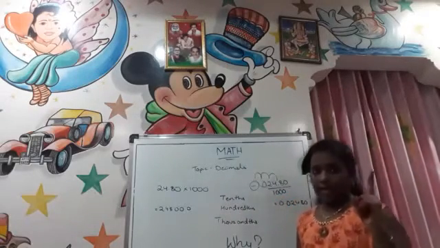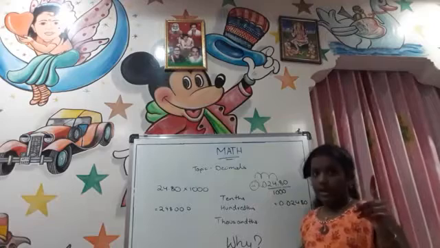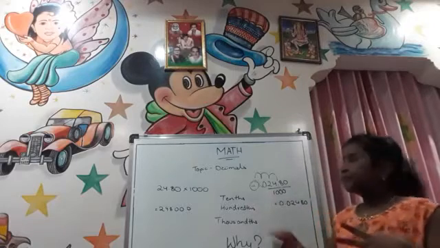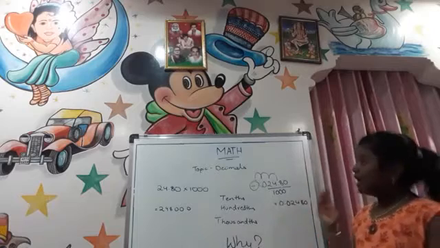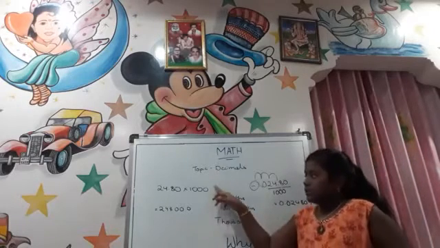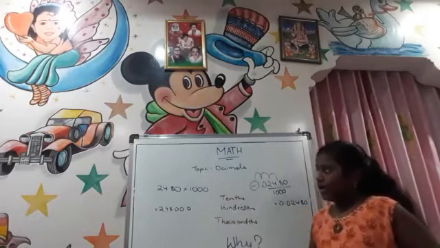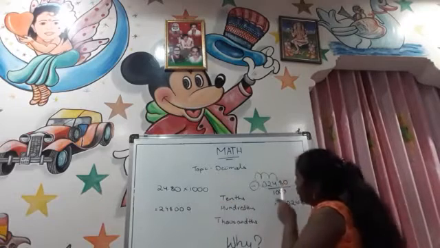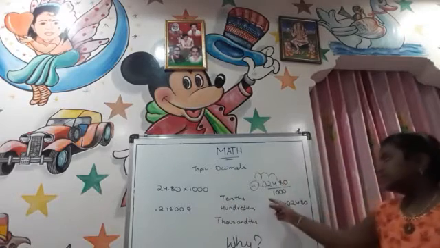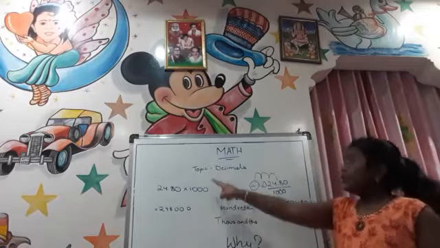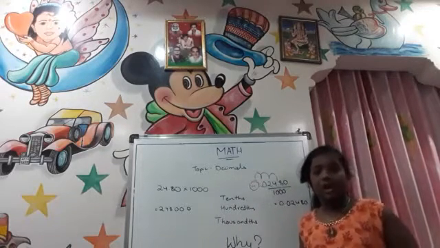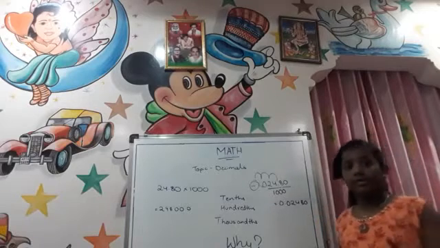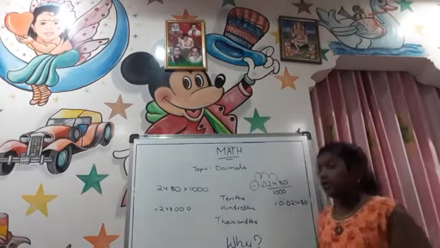Deci means 1. Mulse means more. Deci means 1 and more. See, here, 1 and more. This is the definition of decimals. You all can just write it down anywhere. If you have a book, you can just write it down.